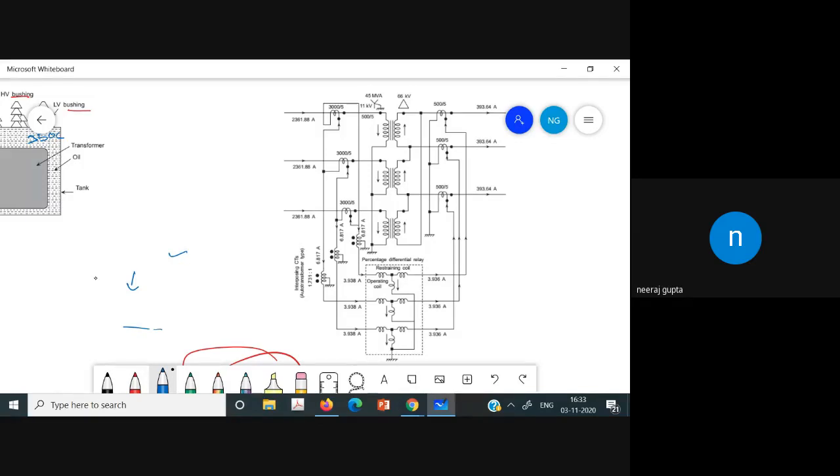What you have to do in that: it is a 45 MVA, 11 kV/66 kV star delta transformer. What we have to do is design the percentage differential scheme. So first you have to design the percentage differential scheme. That is, what is the percentage bias in that very case?